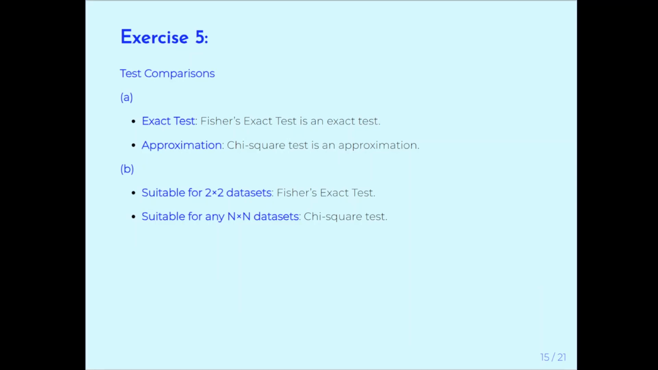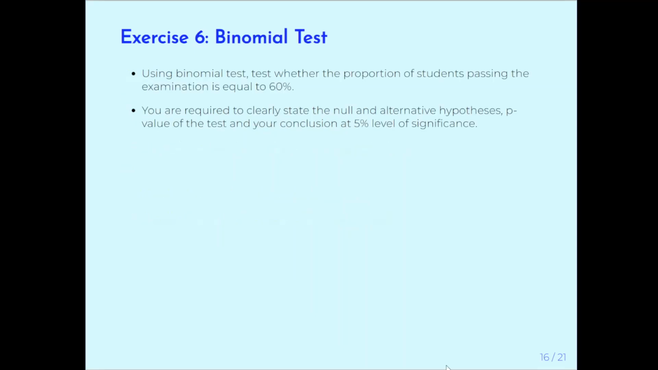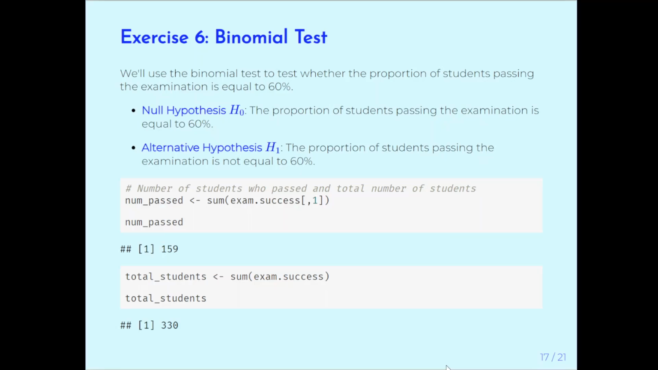So moving on to the last part, where we look at the binomial test. Using the binomial test, test whether the proportion of students passing the exam is equal to 60%. This is the true proportion, or the population proportion, I should say. You're required to state the null and alternative hypotheses, the p-value of the test, and your conclusion at a 5% significance level. So we'll use the binomial test to test whether the proportion of students passing the exam is 60%. The null hypothesis H0 is that the proportion of students passing the exam is equal to 60%. And the alternative hypothesis H1, the proportion of students passing the exam is not equal to 60%.